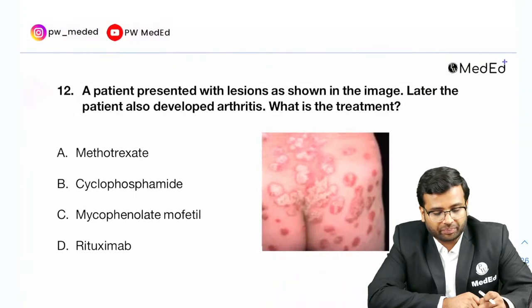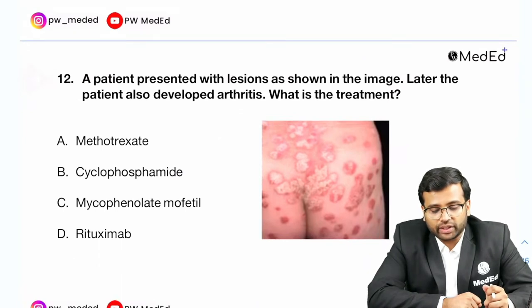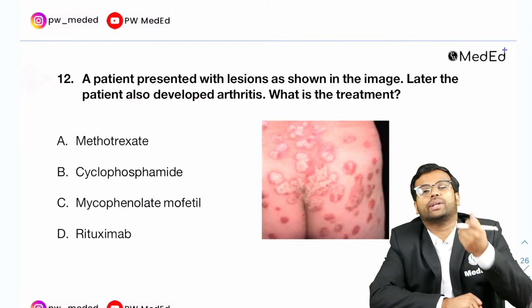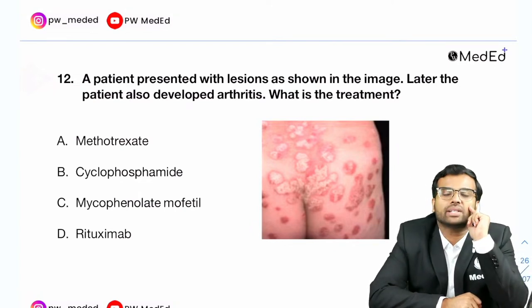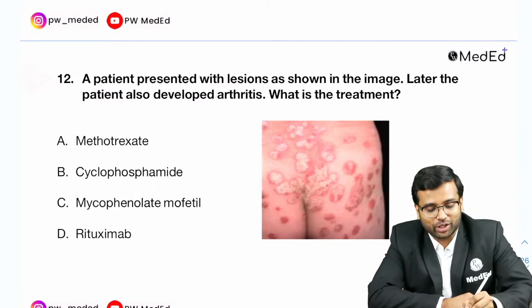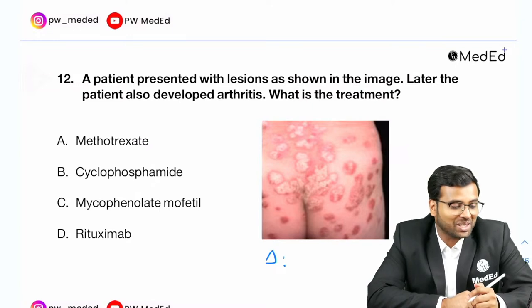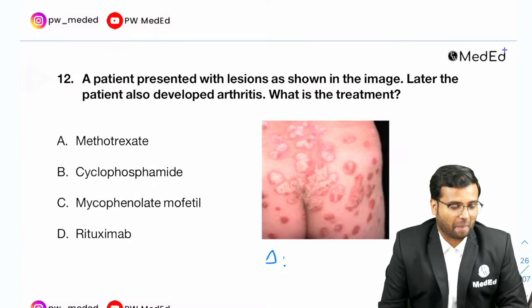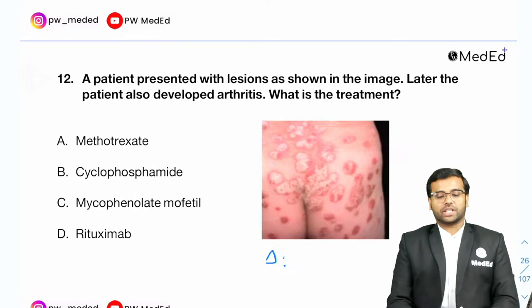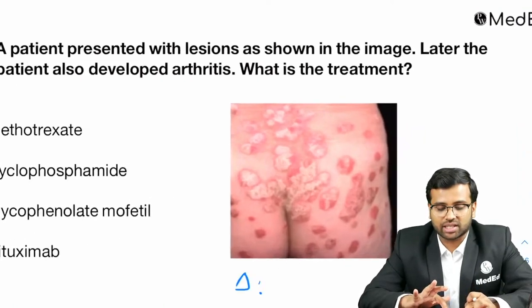Moving to the next one. A patient presented with lesions as shown in the image. Later, the patient also developed arthritis. What is the treatment? Now, if we should answer about the treatment, first we should know what is the diagnosis, isn't it? So, what is the diagnosis here? So, just see this image.